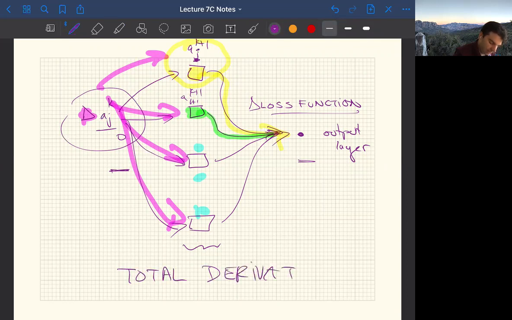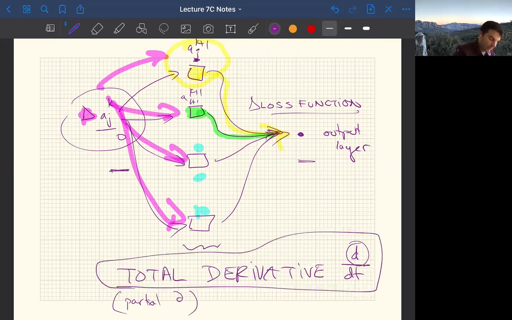And if you just go back to total derivative, the total derivative is the actual upright d, whereas the partial derivative is the squirrely d. So that's what we're trying to visualize here. And so you can think of each one of these as partial derivatives, and then you combine all the partial derivatives into the total derivative.